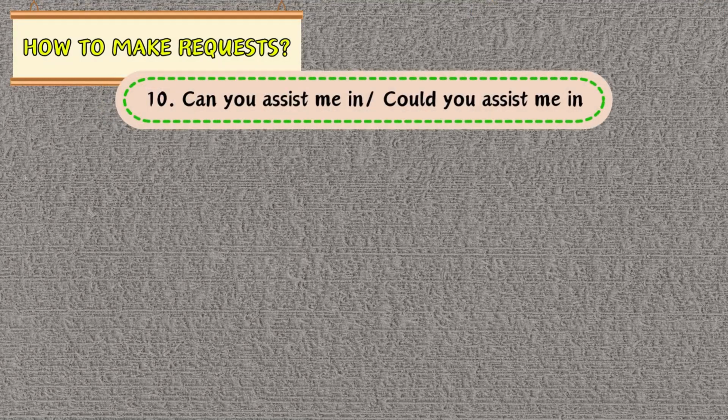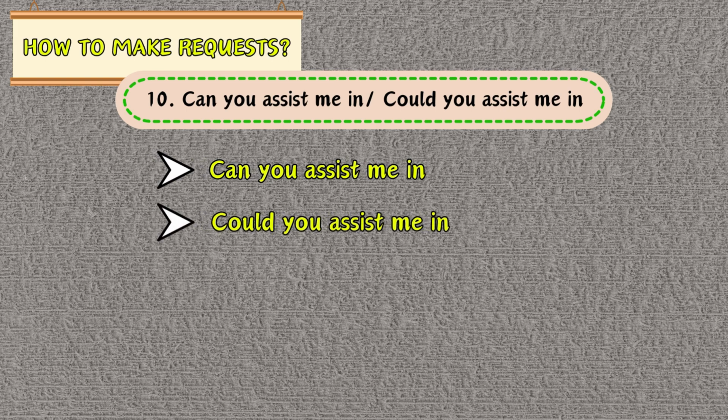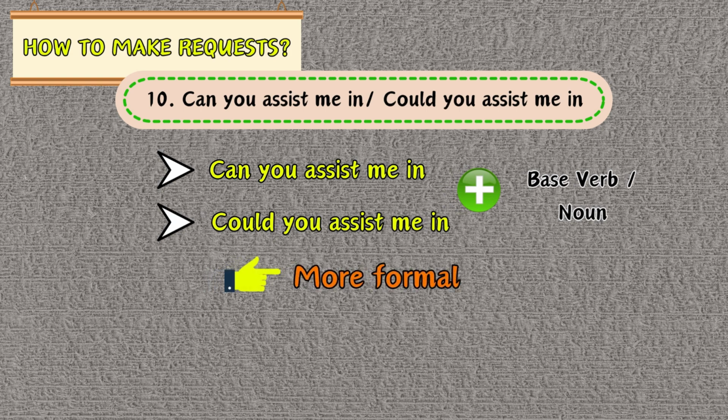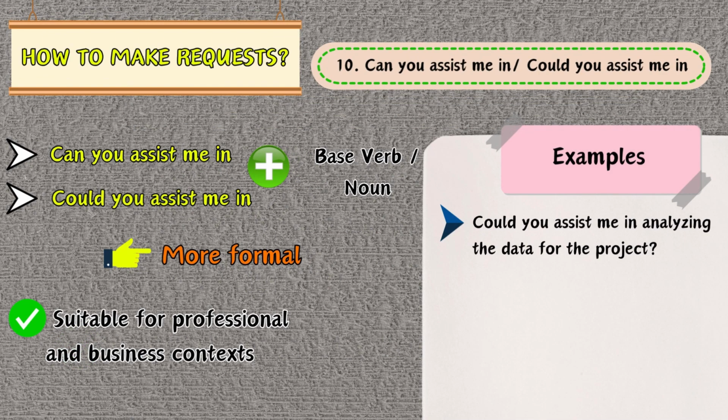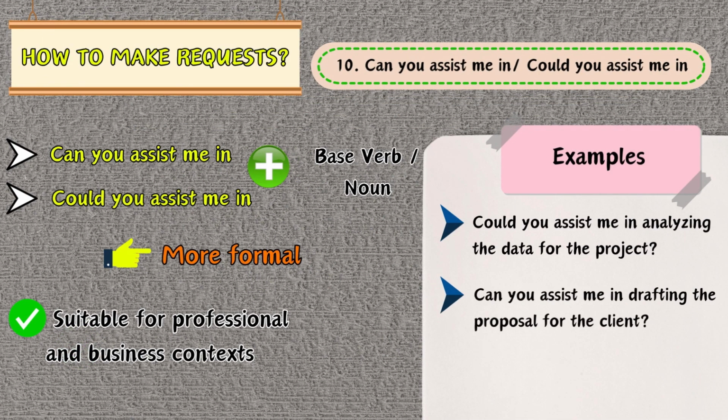Still with can and could, we have the following structure, number 10. Can you assist me in, or could you assist me in plus base verb or noun? They are more formal and are particularly suitable for professional and business contexts. Could you assist me in analyzing the data for the project? Can you assist me in drafting the proposal for the client?